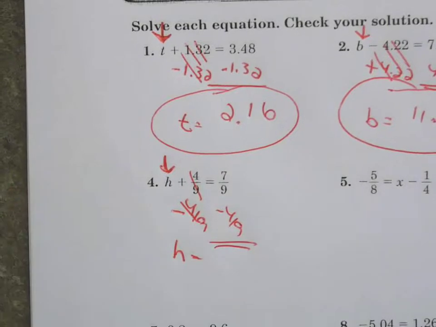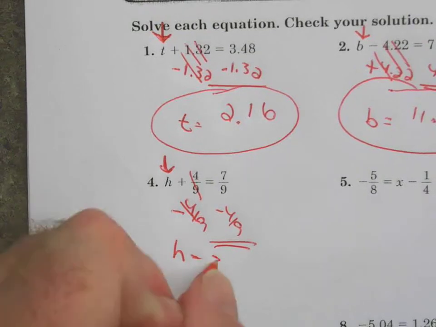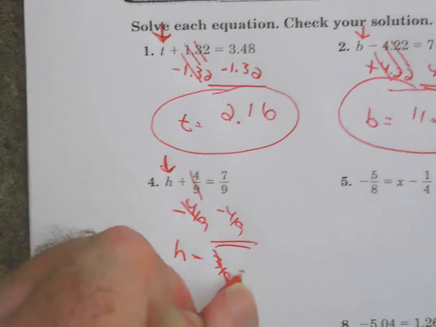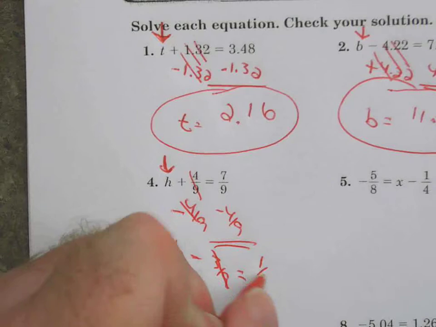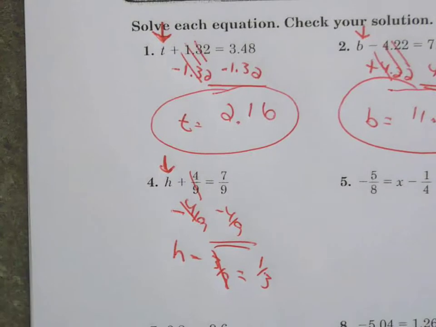H equals. Now, who wants to raise their hand and tell me my answer? Yeah. 3/9. 3/9 is incorrect, but I will let you draw one line through that and then fix it as 1/3. 1/3. Awesome job.